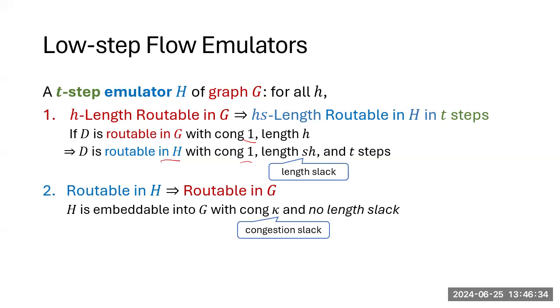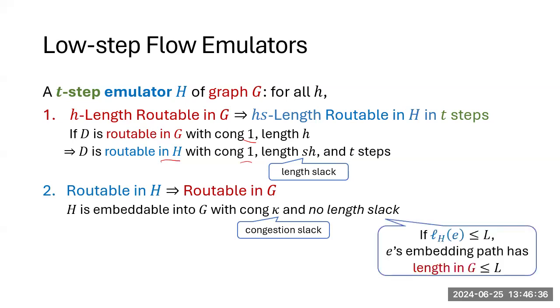And what do I mean by no length slack? It just means something natural. That is, you have an embedding, right? So each edge in H really corresponds to some embedding into G. So if the edge in H has length L, then its corresponding embedding flow or path here has length at most L, no length slack.